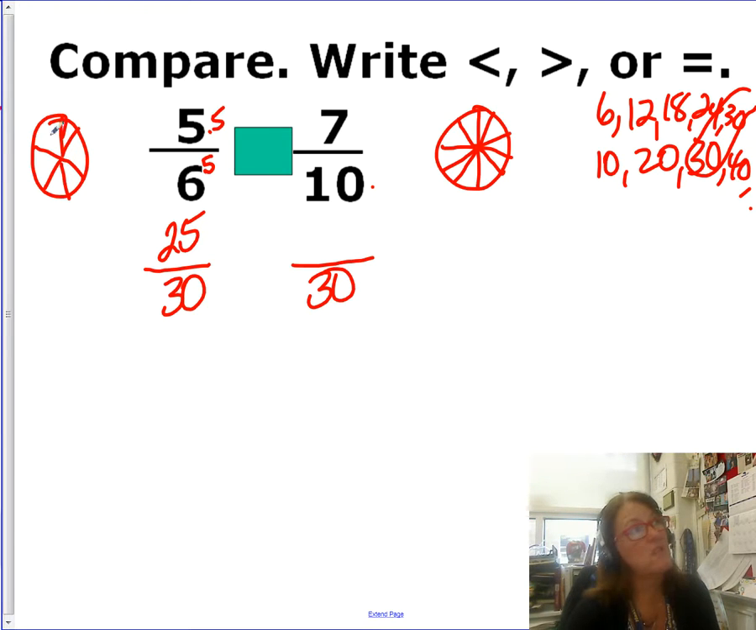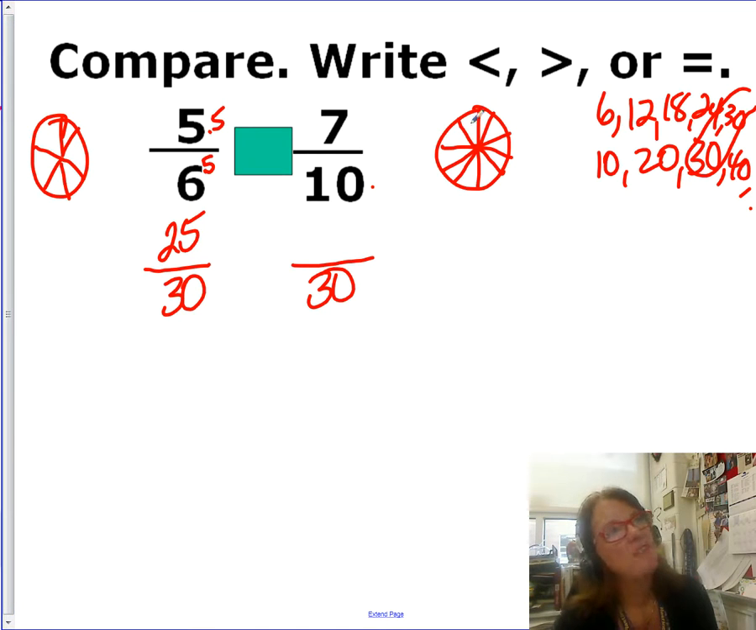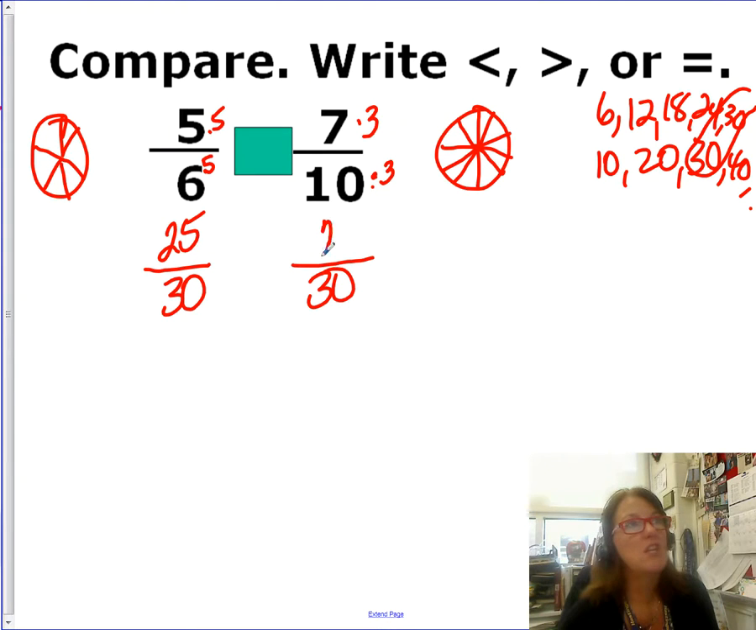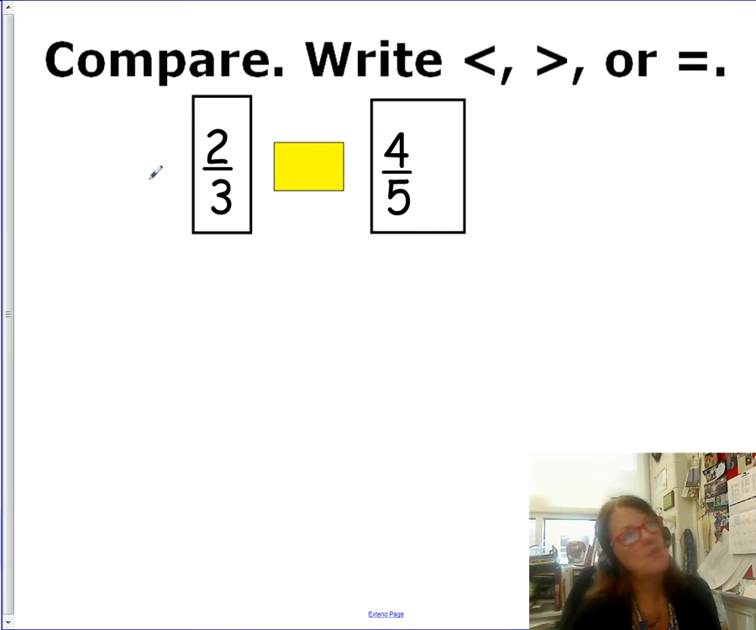Okay, so if you cut that pizza into 30 slices, you get 25 of them. If I have this pizza that originally was in 10s and you make this a 30 slice pizza, you would have 21 30ths. Who's bigger? This guy is bigger. Okay, there you go. So that's one way you can go about it: change everything into a common denominator.